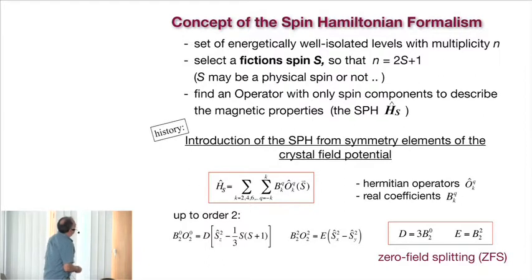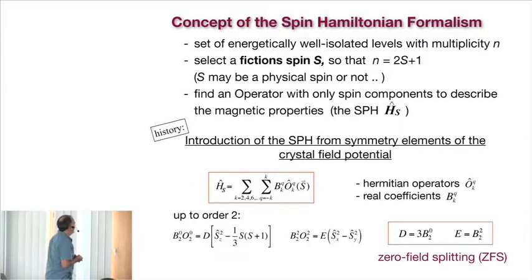And the Spin Hamiltonian Formalism is, or was from the beginning, a very formal procedure. It was assumed that there is a set of n levels, which is fairly nicely isolated from excited states, or even levels which are below that. So a set of levels which is close together with a multiplicity n. And then we introduce a fictitious spin formally, which is selected such that its multiplicity matches the number of states which we have to describe. That is mostly a physical spin, but not always. I will show you in a few minutes an example where it is not a physical spin.